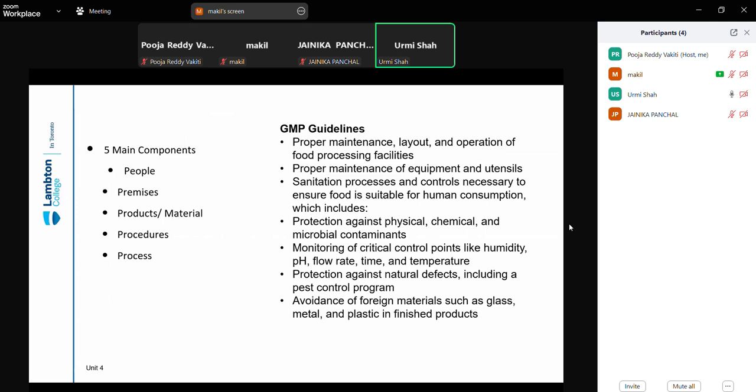Protection against natural defects, including a pest control program. This is a very good example: a pest control program is necessary for areas where there are pests.